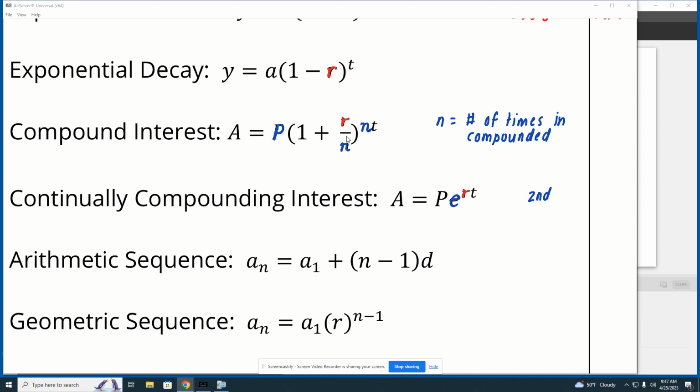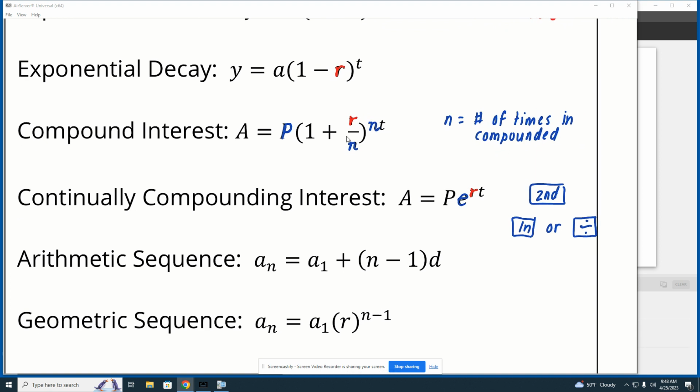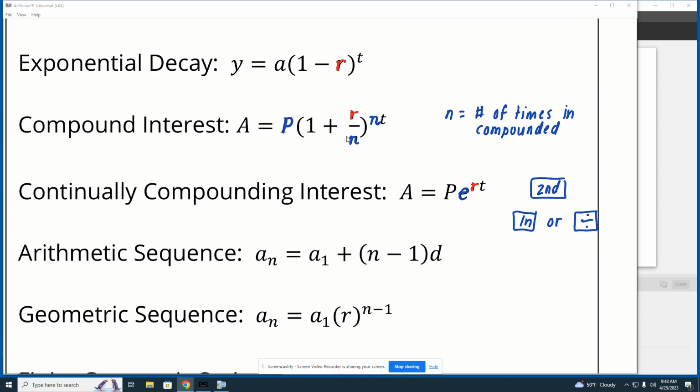Both of them are second keys. You can either do second ln or second divided by. Y'all see it over there? Second divided by. Those are your two options for E. So I promise you, if they give you a continually compounded interest formula, they will literally say it's continually compounded, which keys me into this formula. And the big thing here is finding that E in your calculator, second ln or second divide.